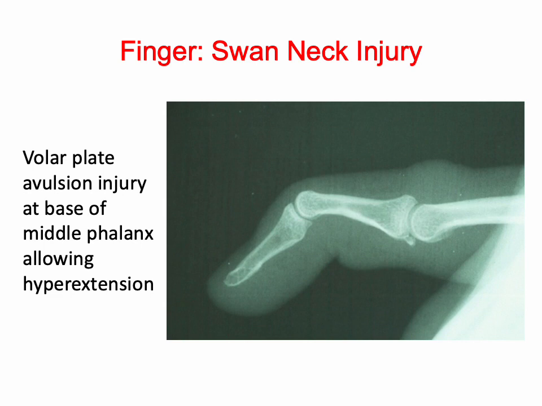This is as opposed to a swan neck injury, which can be as the result of an avulsion injury or a volar plate avulsion injury at the base of the middle phalanx, where there's hyperextension of the PIP and flexion at the DIP.